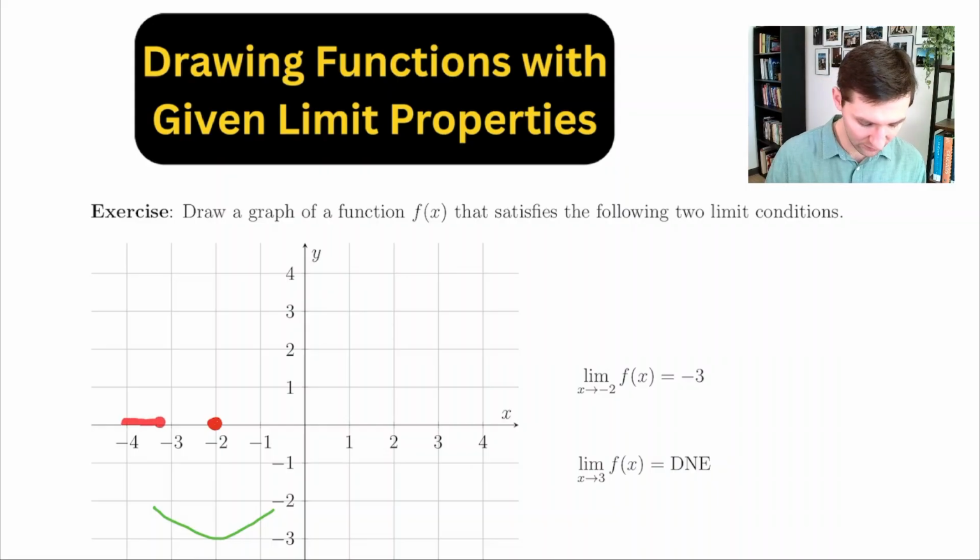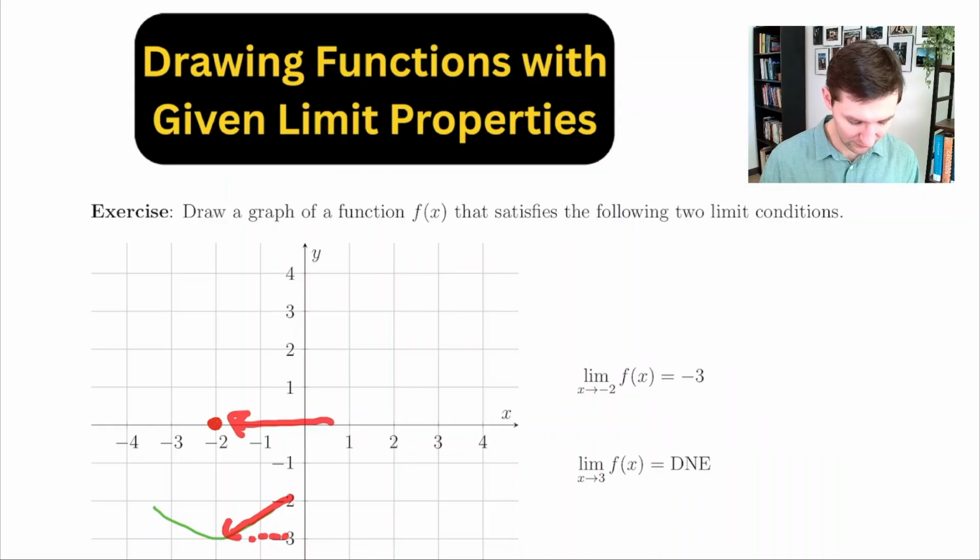As x's approach -2 from the left, the values of the function get closer and closer to the value of -3. As the inputs of the function approach -2 from the right, the outputs of the function get closer and closer to the value of -3.